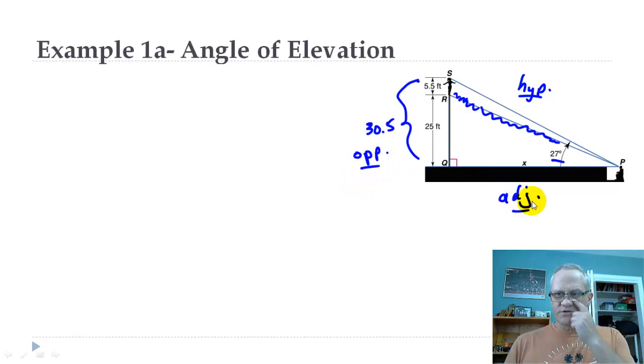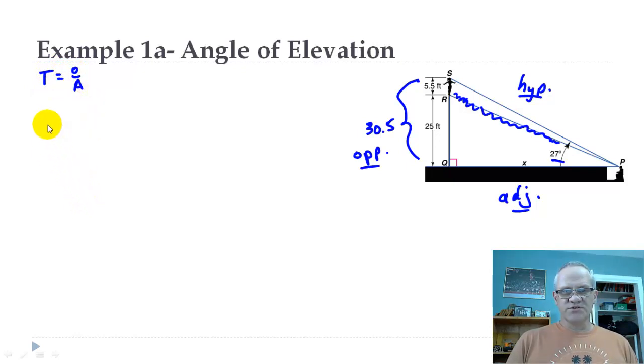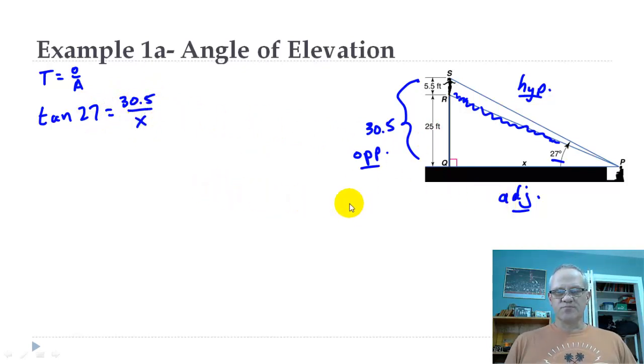All right, so now we look at this and we say, well, the one that I know and the one that I'm trying to find are opposite and adjacent. What trig function do I use to find that? Opposite and adjacent, well, that's going to be the tangent, right? The TOA. So we're going to say the tangent of 27 equals opposite 30.5 over adjacent X. So we've set up our trig function here.